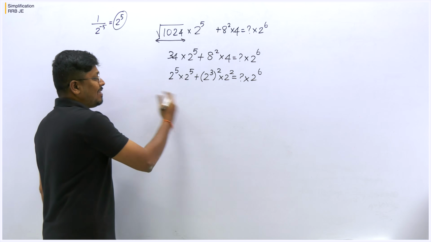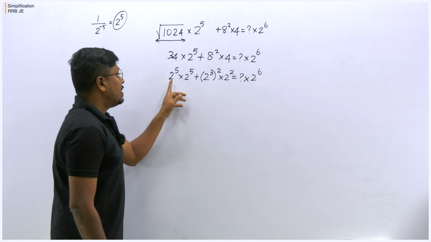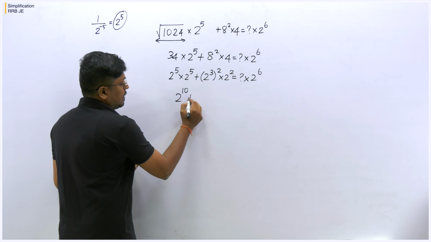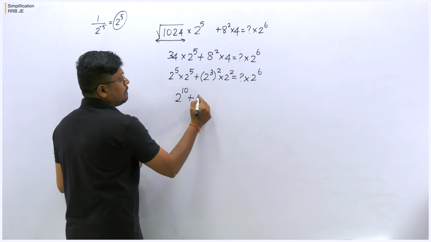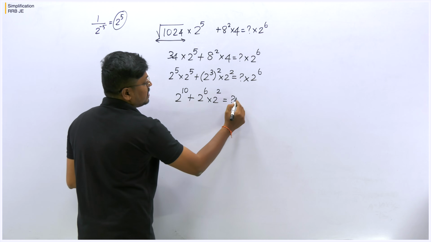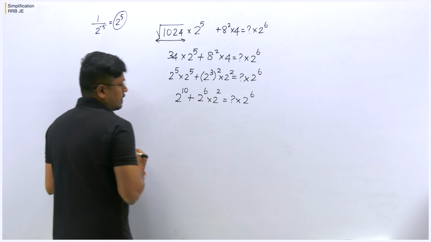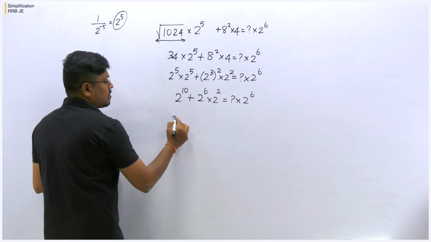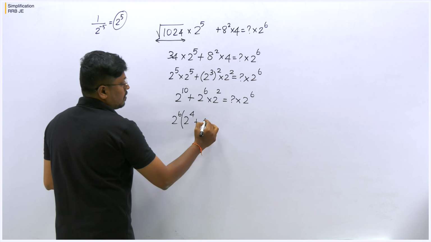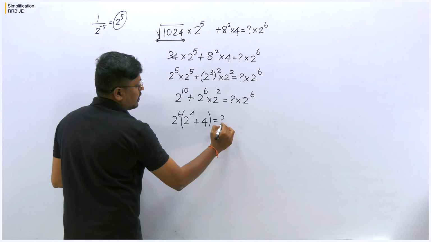is equal to question mark into 2 power 6. So I have converted all the numbers into 2 power something. 2 power 5 into 2 power 5 will be 2 power 10, plus this will be 3 into 2, which is 6, 2 power 6 into 2 square, is equal to question mark into 2 power 6. Now we can take 2 power 6 common outside.